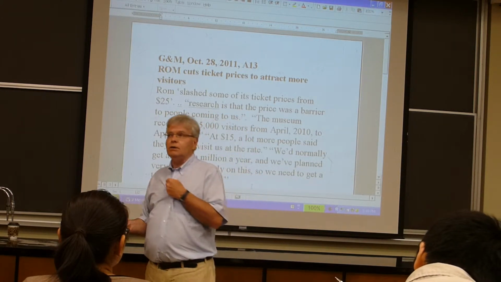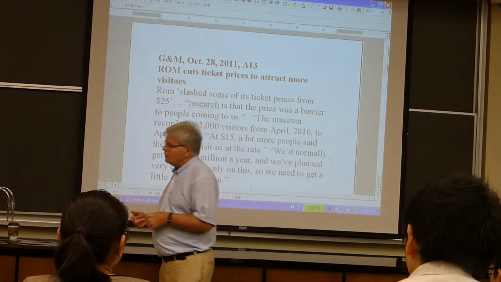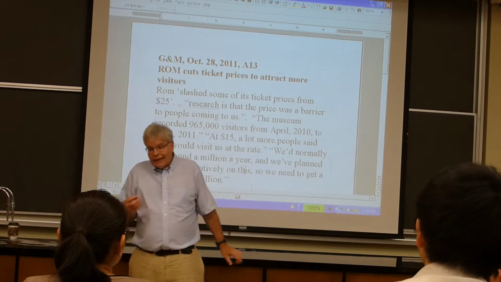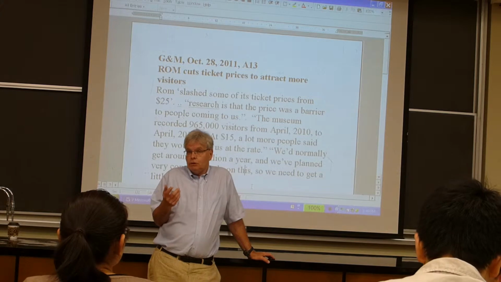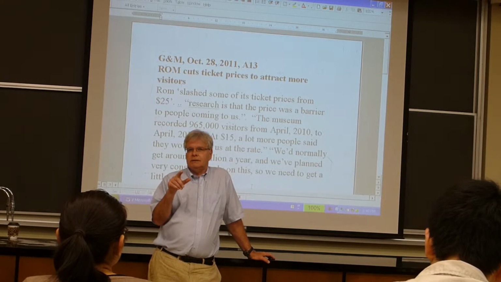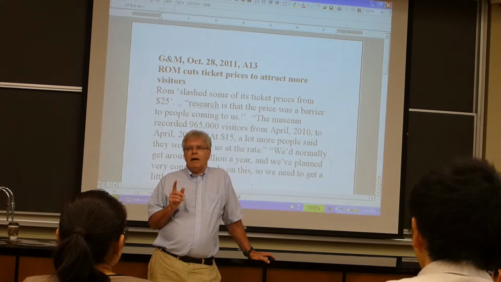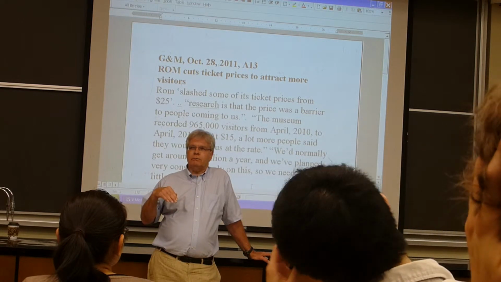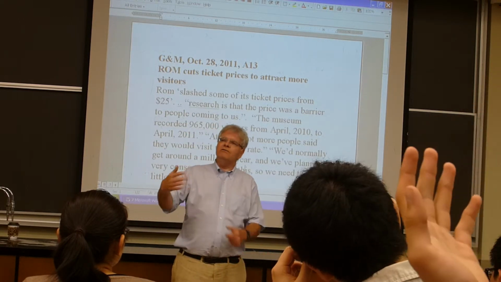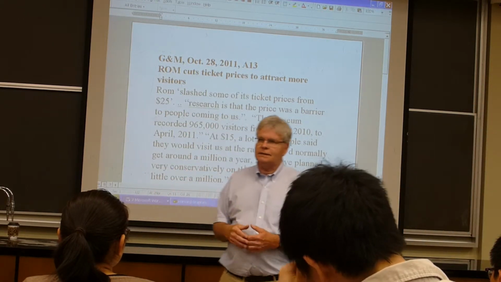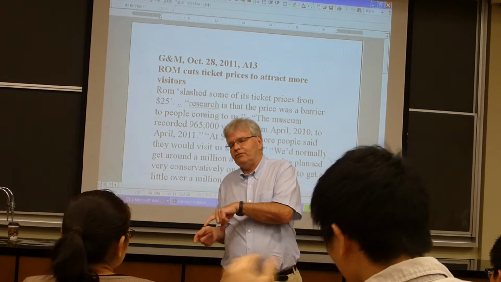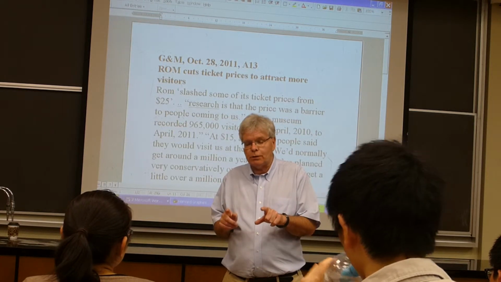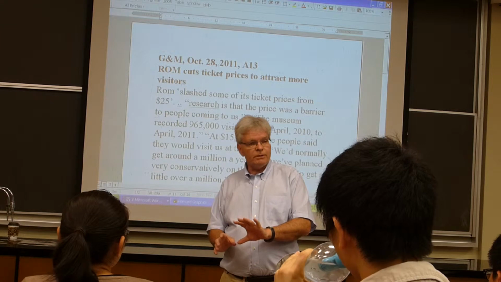So it turns out the ROM needs two-thirds of a million more, which is almost doubling their attendance to make just the same amount as before. Not a little bit over a million. Now, by the way, you can figure that out with a little bit of work. I wouldn't ask you to figure that out in an exam. You could do it. Because what you would do is this. You would figure out arc elasticity. The fall in price from 25 to 15 is 10 divided by the average, 20. Price falls by 50%.